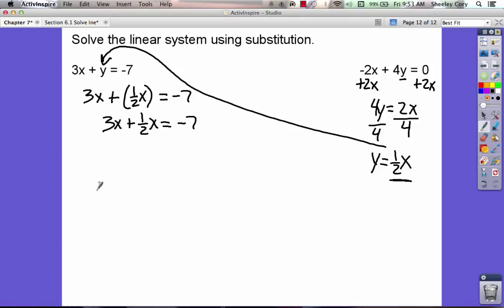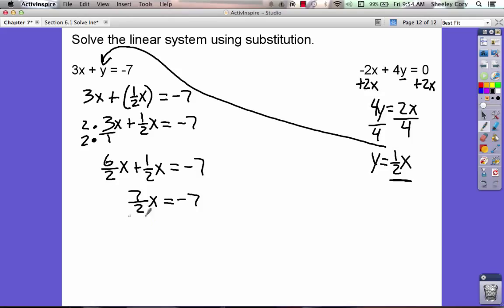So let's find a common denominator here. I think that'd be best. So this is over 1. We multiply it by 2 on both the top and the bottom, and that gives us 6 over 2 x plus 1/2 x. Just find a common denominator between the two. 6 and 1 is 7 over 2 x, and that still equals negative 7.